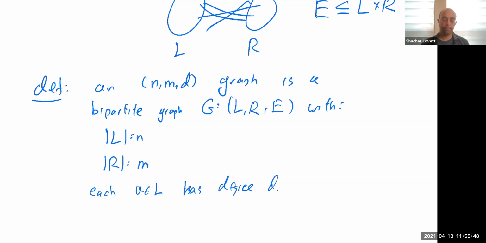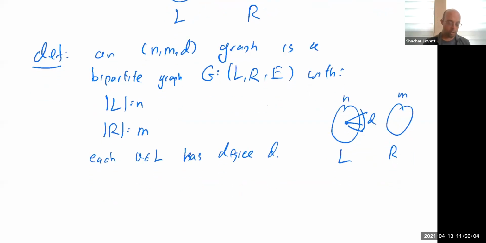Okay, so the picture you should have in your mind is: here's L, here's R, every node in L has degree D. This is size N, this is size M. In particular, just to verify we're all on the same page here, the number of edges is N times D, right? Because we have N nodes on the left and each one has D edges going out.